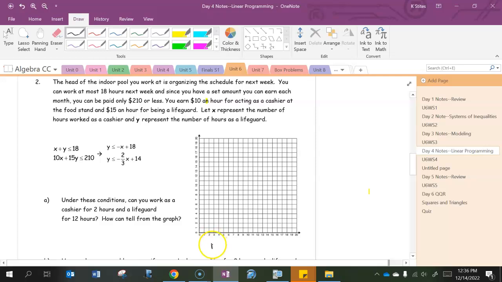Okay, I'm going to put that down here. All right, that's my x-axis. And let Y represent the number of hours as a lifeguard. Notice your inequalities were already written for you and they solved for Y. How nice. But we have a couple other things I want to do before we graph. We do need a title, so I'm going to call this pool job.